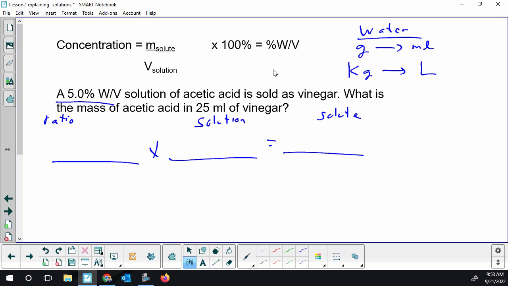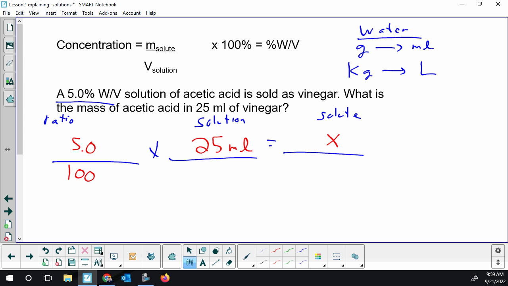So we have a 5% weight to volume. So 5% is 5 parts out of 100. I'm going to keep filling in before I go back and decide, do I want to use grams and milliliters or kilograms and liters? I can pick either. Total solution, we know that, okay? 25 milliliters. And they're asking us, what's the mass of acetic acid? That's the solute. That's what we want to get. So instead of a question mark, I'll put an X in.